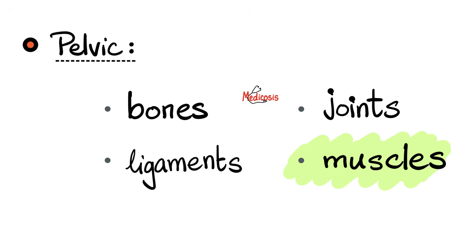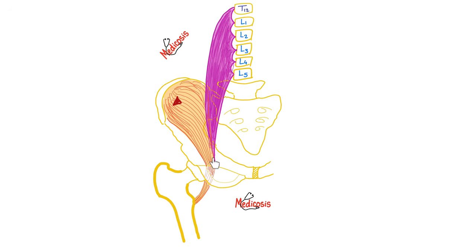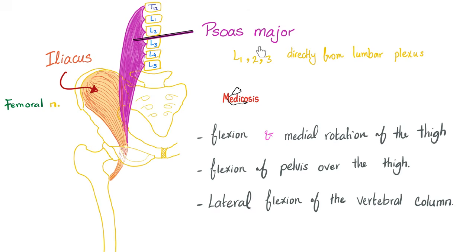Let's talk about muscles. This is the psoas major muscle. This is the iliacus muscle, which floors the iliac fossa, as you see. Then, the psoas major and the iliacus will join forces together in one tendon known as the iliopsoas tendon until they insert into the lesser trochanter of the femur. And these two muscles pass deep to the inguinal ligament.